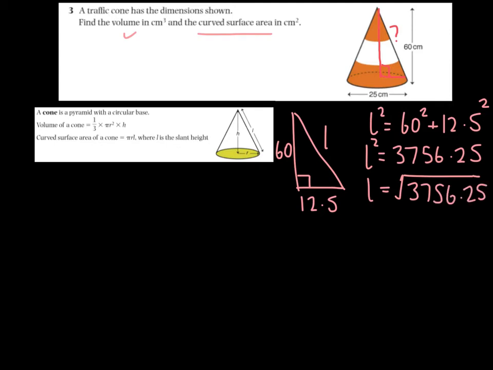So L squared is going to be equal to, if you just stick those numbers into our calculator, 3,756.25. Don't round that number, otherwise you'll have a rounding error, remember. So L is going to be the square root of 3,756.25. Now, before we put that into a calculator, let's just shrink that up so we get a bit of room.